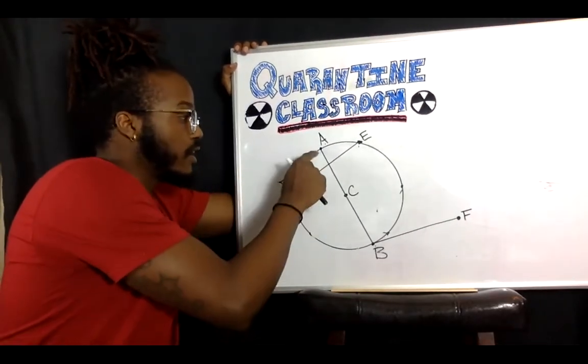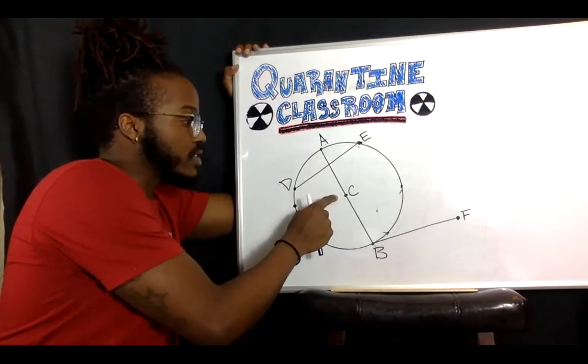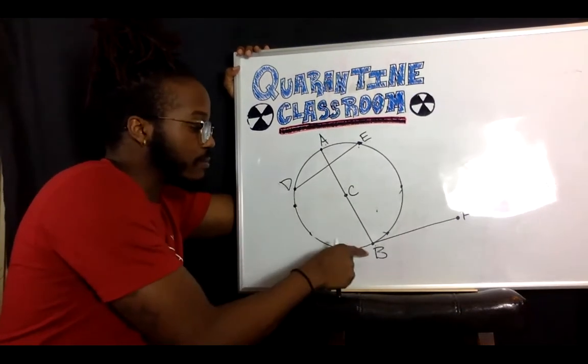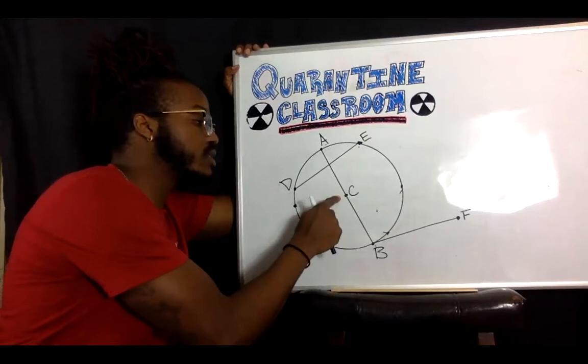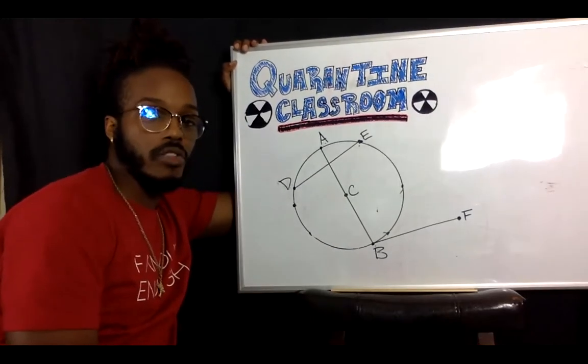We see that we have the line segment AC, which is a radius, also the line segment CB, which is a radius. You can tell that it's going to be a radius or a diameter when you see the line going through the origin or in the middle of the circle.